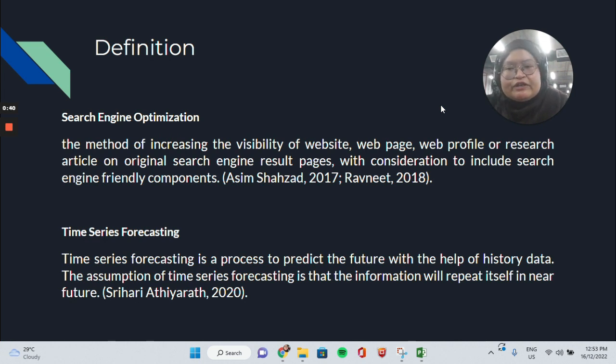What is time series forecasting? Time series forecasting is a process to predict the future with the help of historic data. The assumption is that time series forecasting is based on information that will repeat itself in the near future. This is by Srihari 2020.